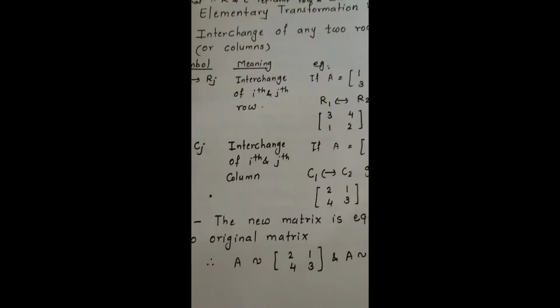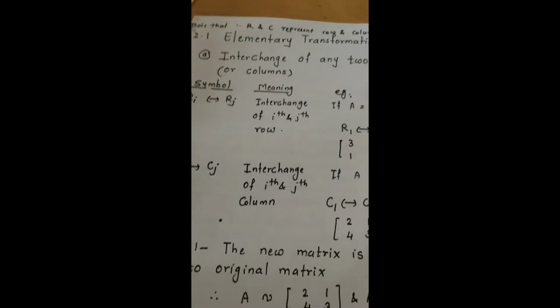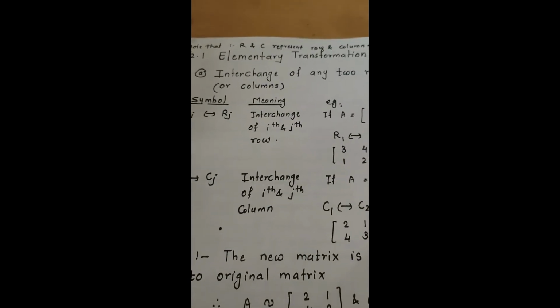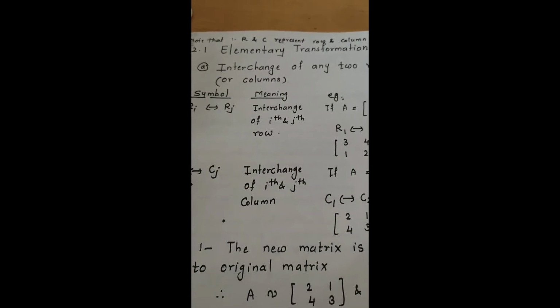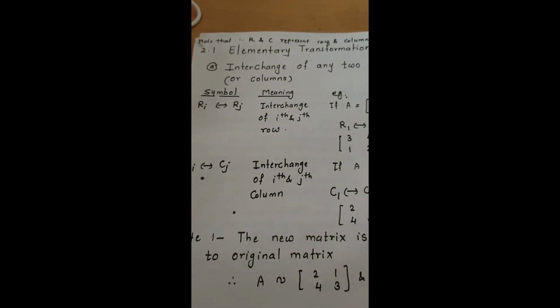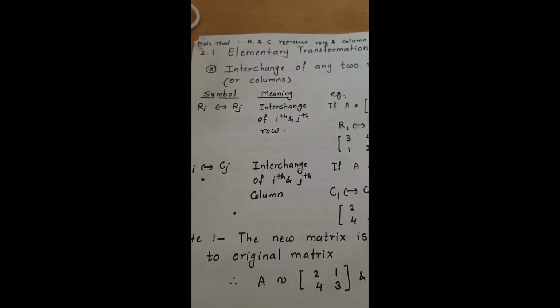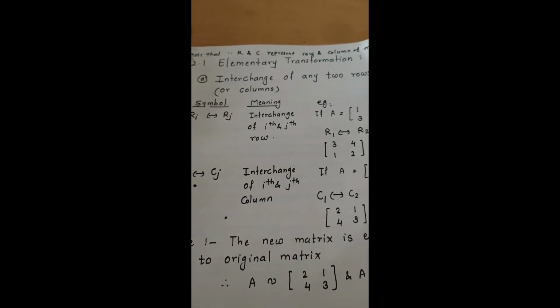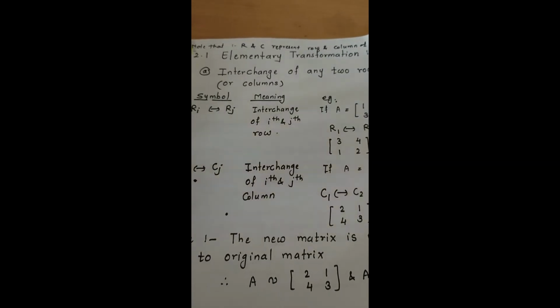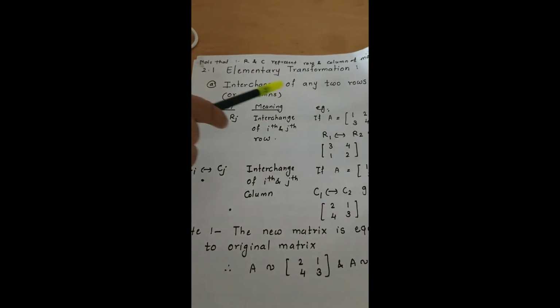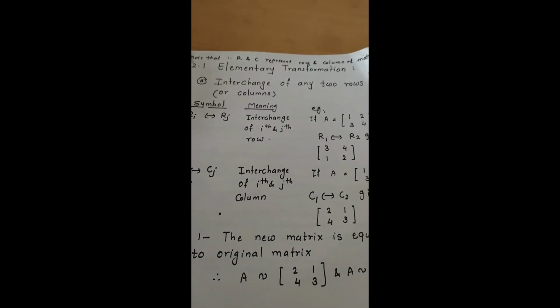So let us first understand the meaning of elementary transformations and applications of elementary transformations. Elementary transformations are the operations which are performed on rows and columns of the matrix. There are 3 elementary transformations. Let us see. The first elementary transformation is interchange of any 2 rows or columns of the given matrix.